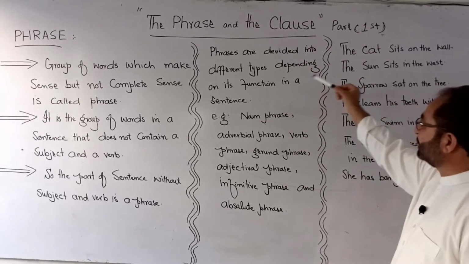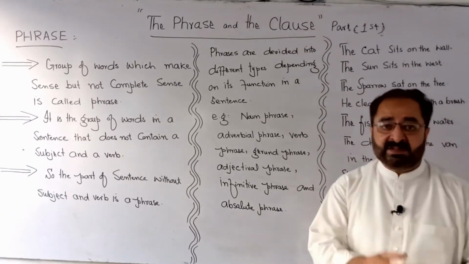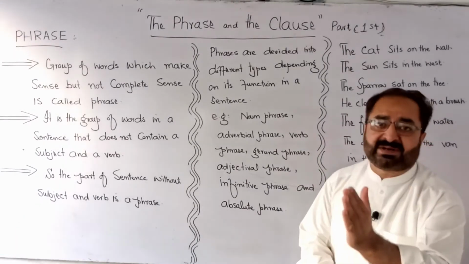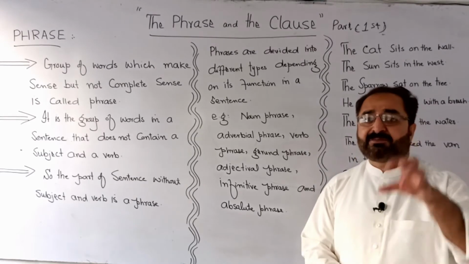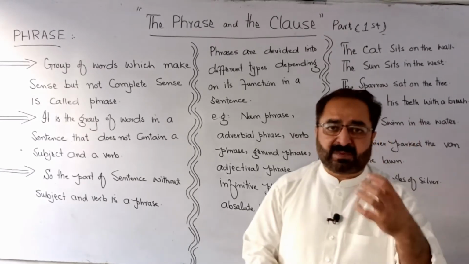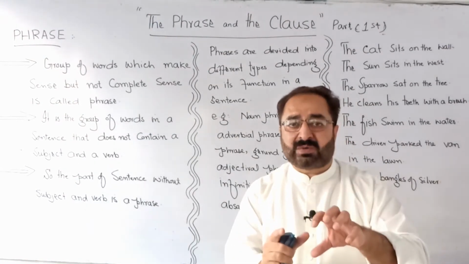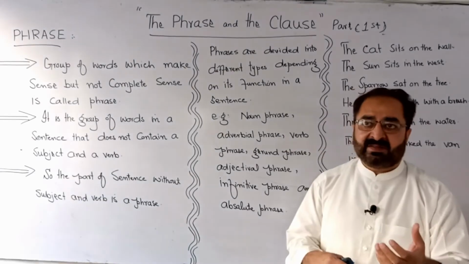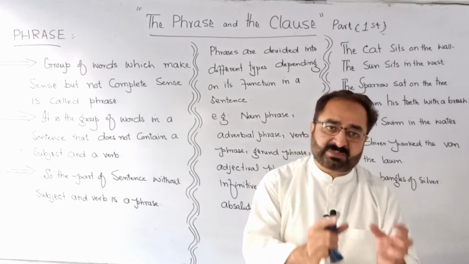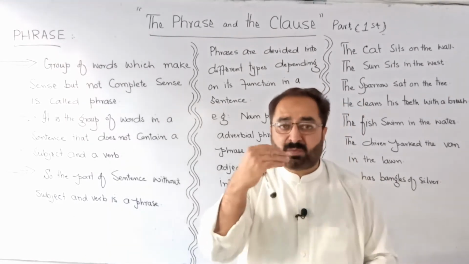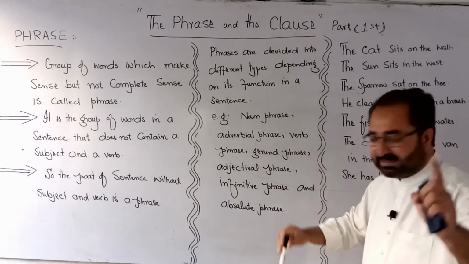Phrases are divided into different types depending on the function in a sentence. It means that we have types of phrases according to their function in a sentence. If the phrase acts upon an action like an adverbial action, or it discusses in infinitive form, or in gerund form, etc. So we have divided them according to their function in a single sentence.